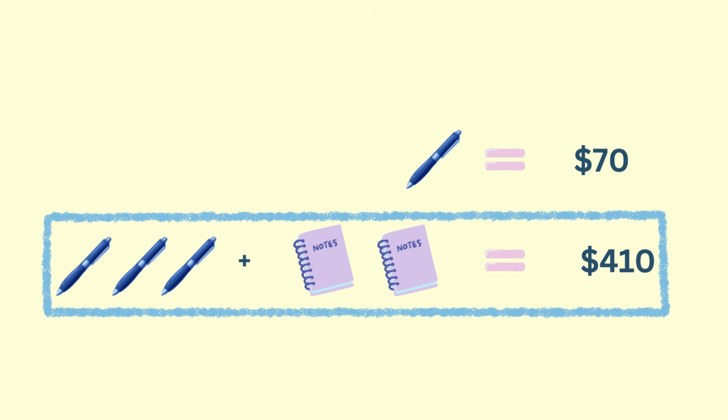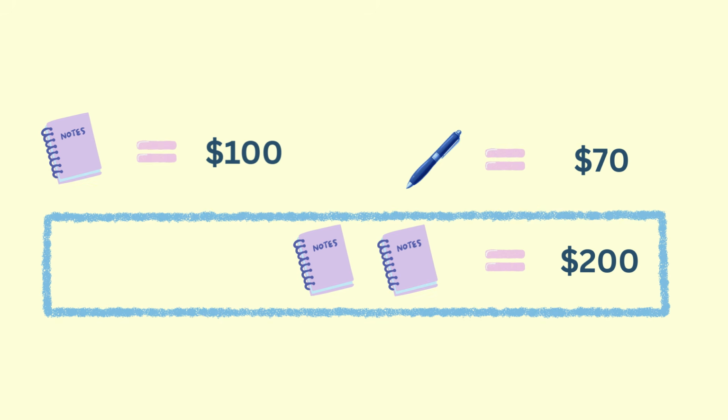Now, since the cost of 1 pen is $70, it means that the cost of 3 pens is 3 times 70. That's $210. So if we remove 3 pens from the bottom equation, we also need to subtract the value of those 3 pens from the right-hand side of the equation, which is $210, leaving us with $200. Therefore, 2 books cost $200, which means that the cost of 1 book is $100.